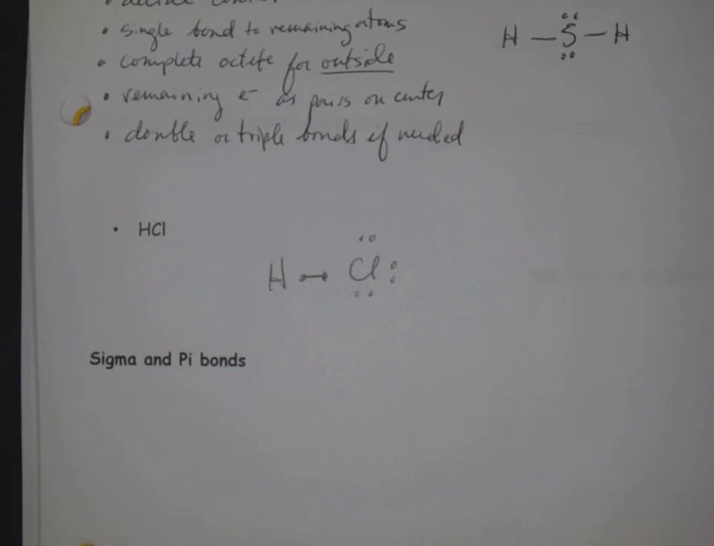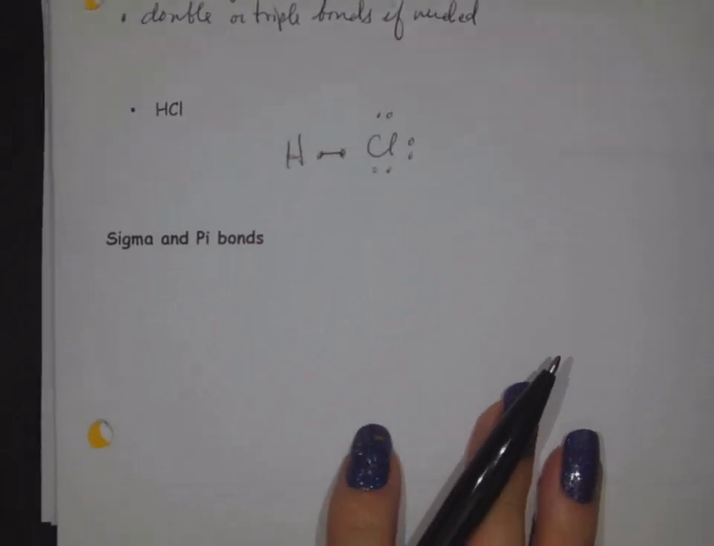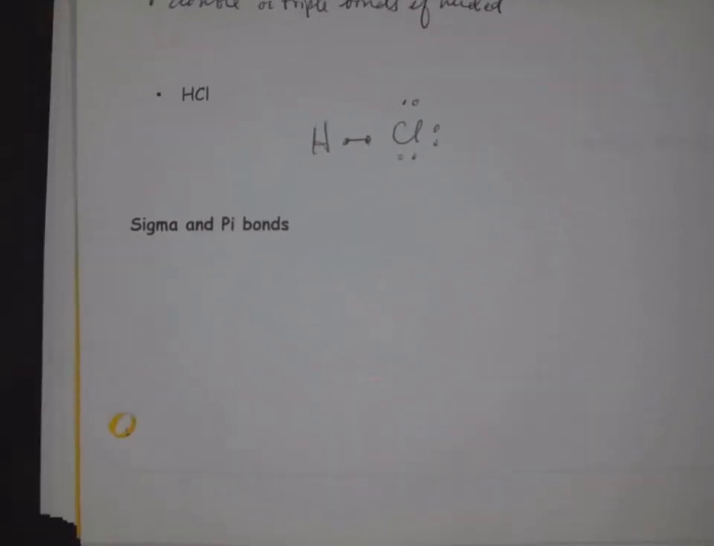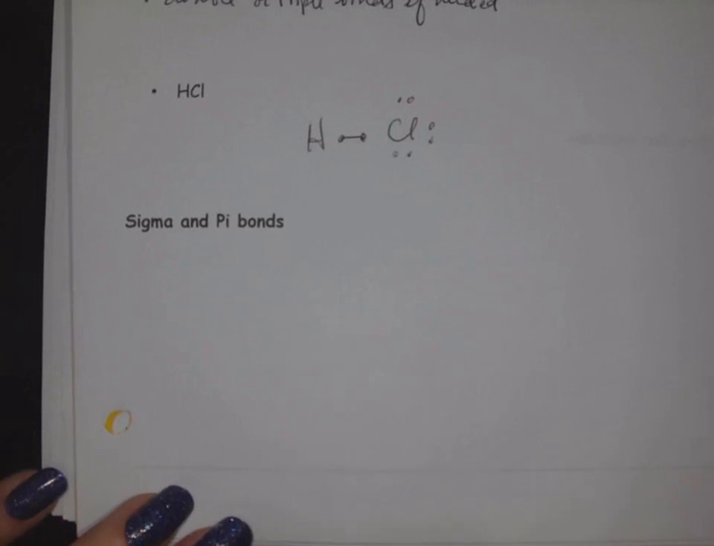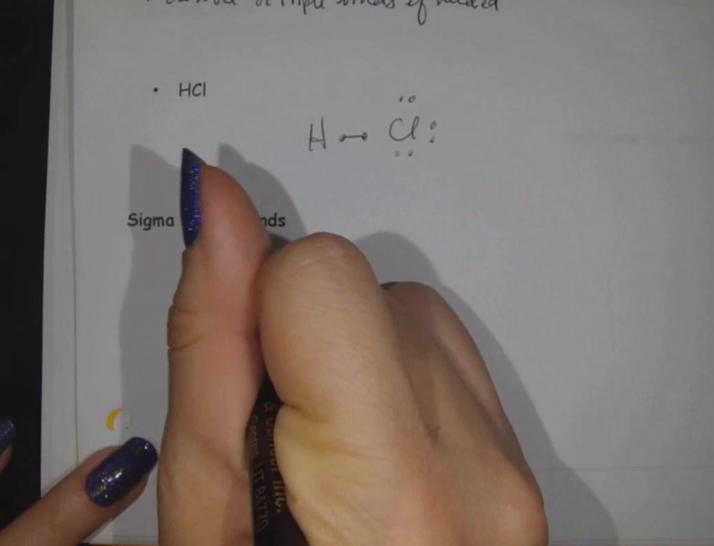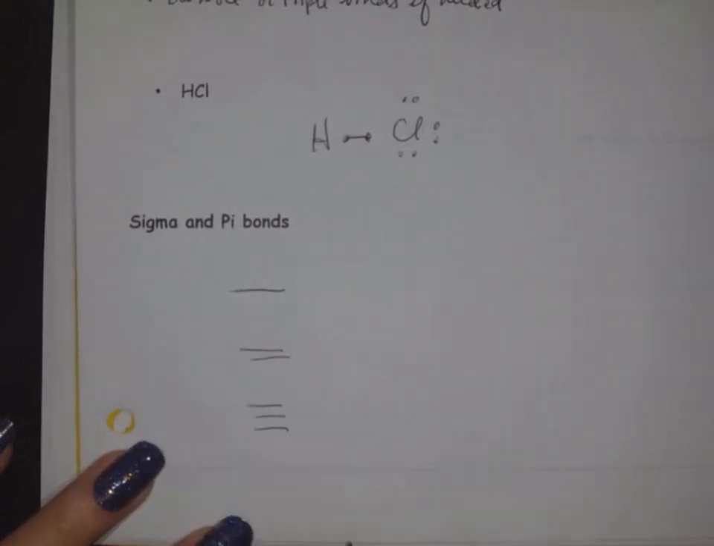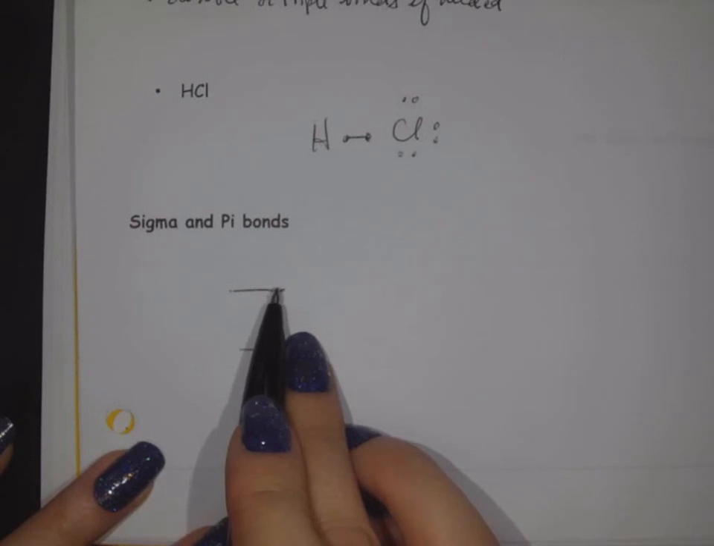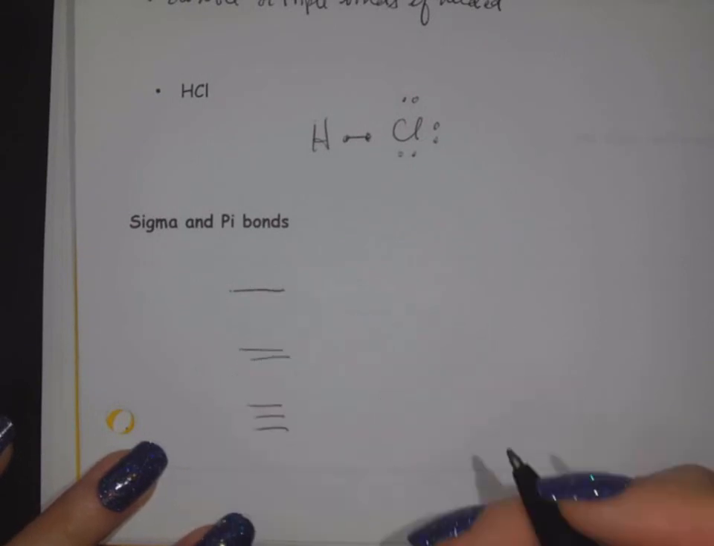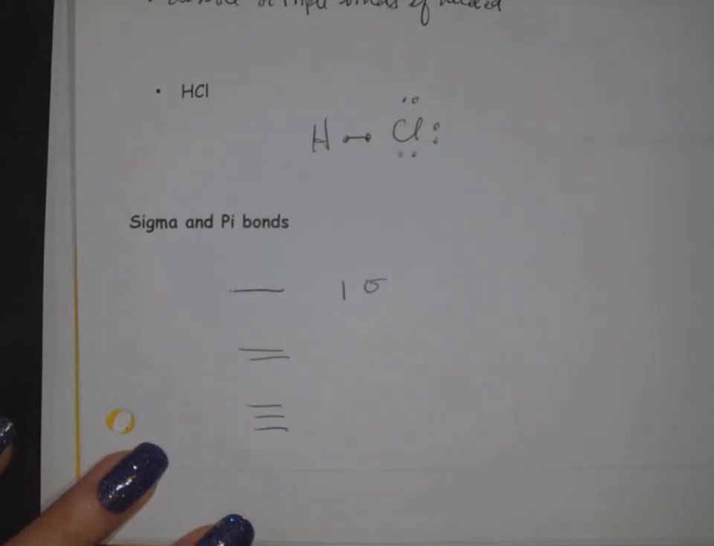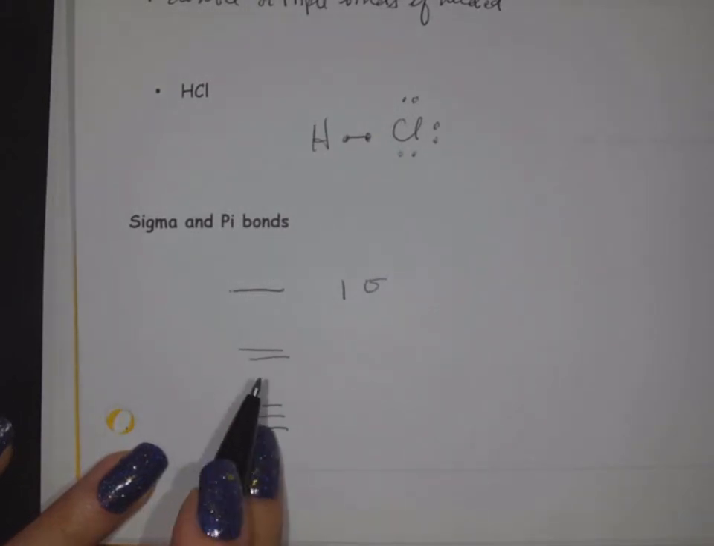Okay. Sigma and pi bonds. Man, doesn't this have a different meaning now? Years ago, when I first taught sigma and pi, it was not the same as it is today. If we have a single bond, or a double bond, or a triple bond. Another name for a single bond is a sigma bond. So this would be 1 sigma bond. And this is true for the double and the triple.